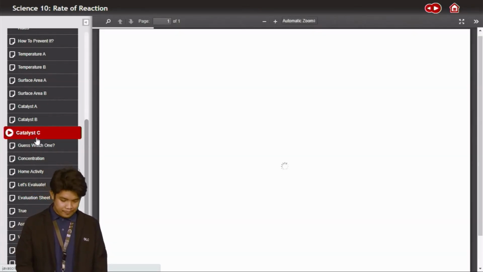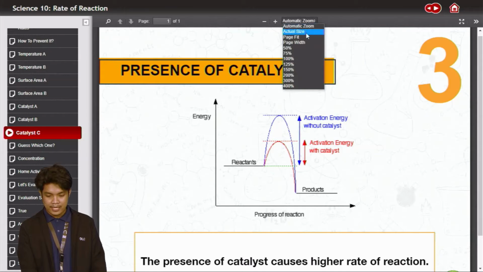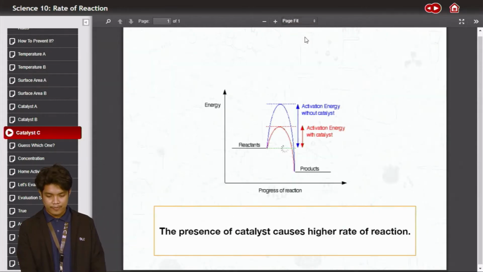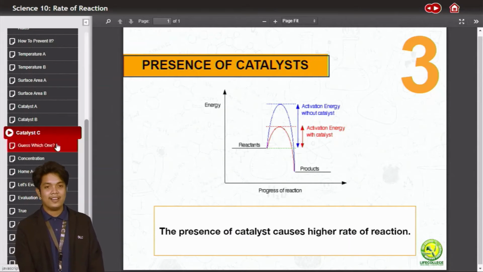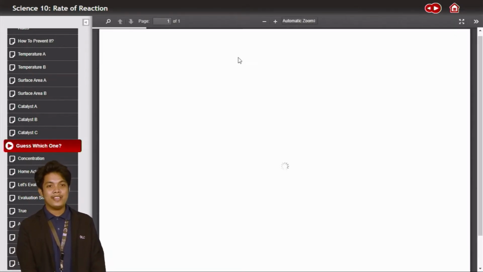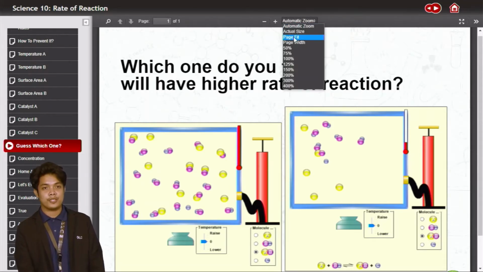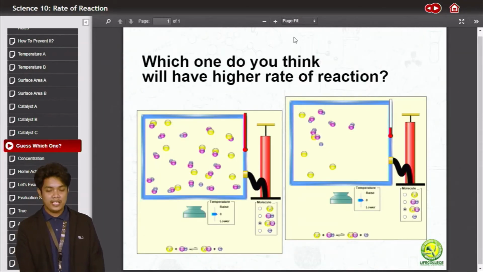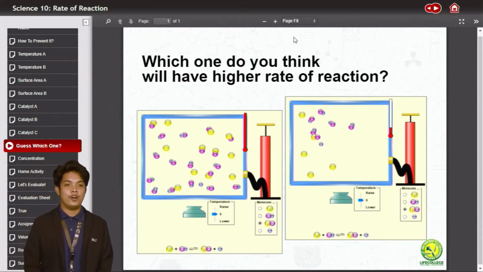So as we can see here right now, the presence of catalyst causes a higher rate of reaction. So right now I have another question for you guys. Which one do you think will have a higher rate of reaction?